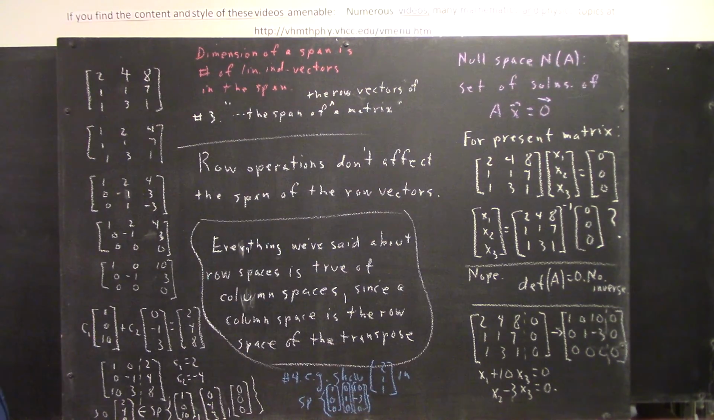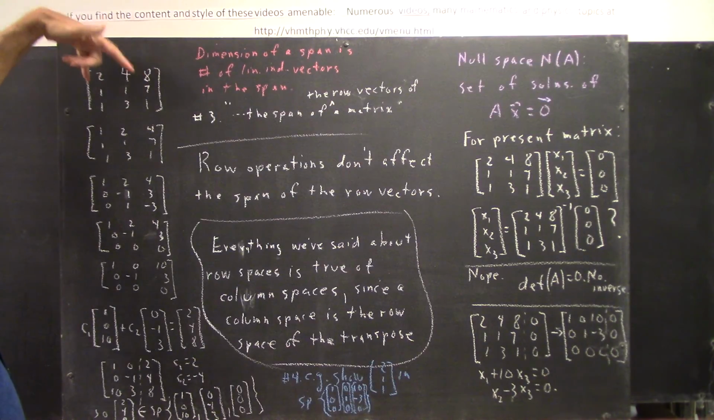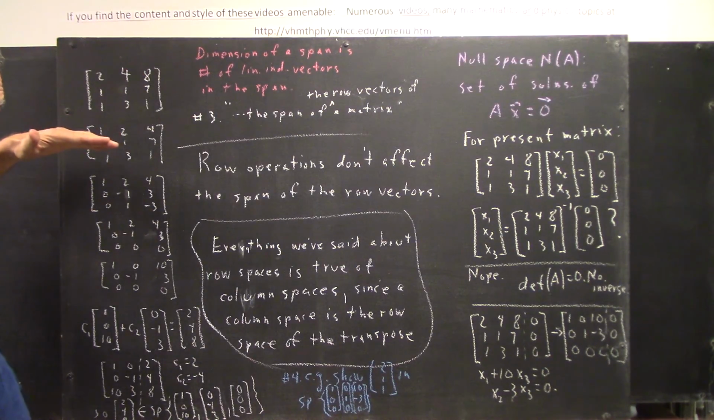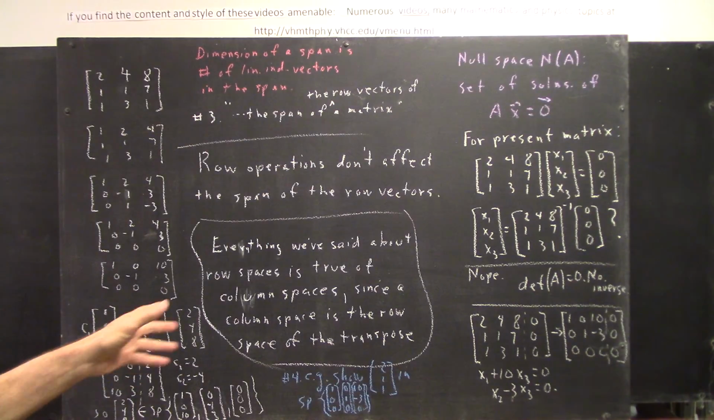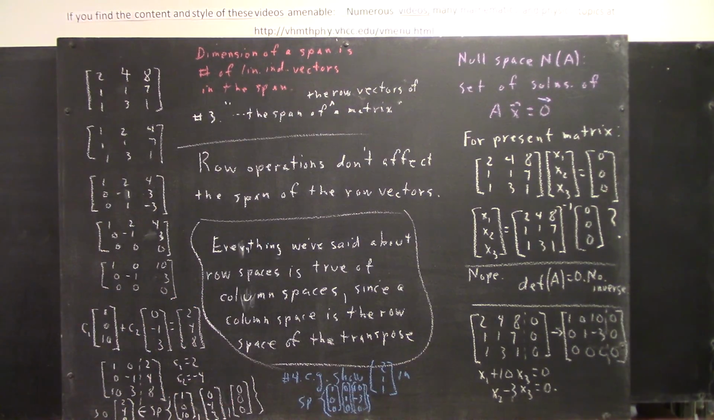One other thing that needs to be said is that the column space of the matrix is not the same as its row space, but it will have the same dimension. So, just another property of row spaces and column spaces.